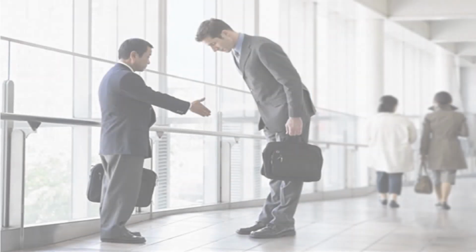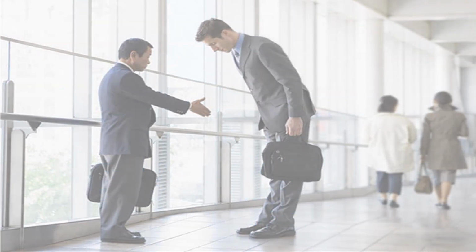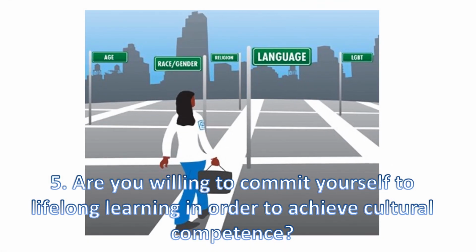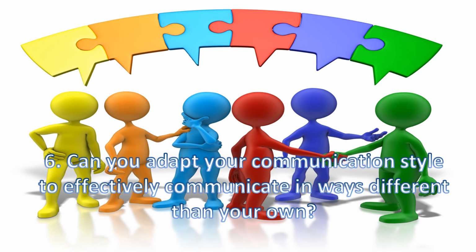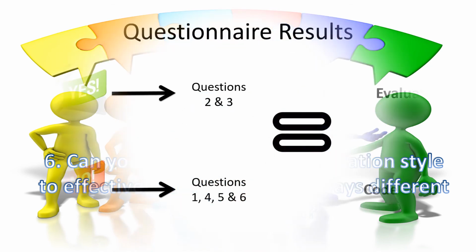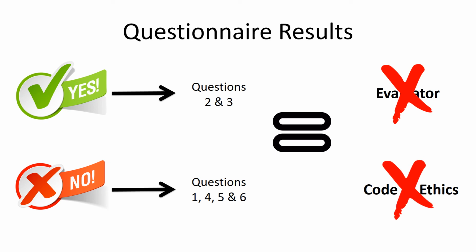Number 4, do you put yourself in places where you can learn about differences and create relationships? 5. Are you willing to commit yourself to lifelong learning in order to achieve cultural competence? Number 6, can you adapt your communication style to effectively communicate in ways different than your own? If you answered yes to questions 2 and 3 and no to questions 1, 4, 5, and 6, then it is highly unlikely that you would become a good evaluator and your code of ethics is questionable.